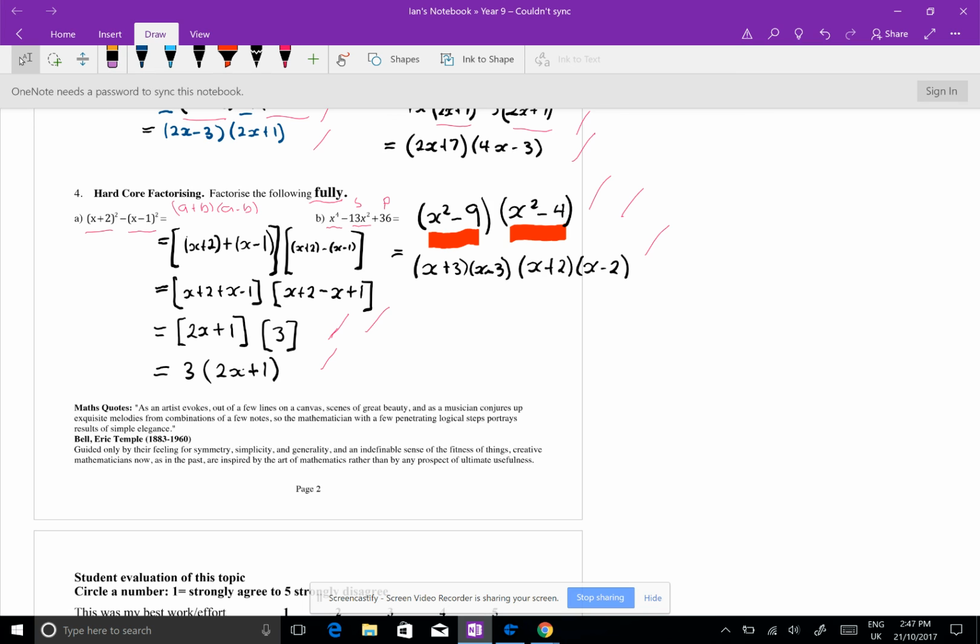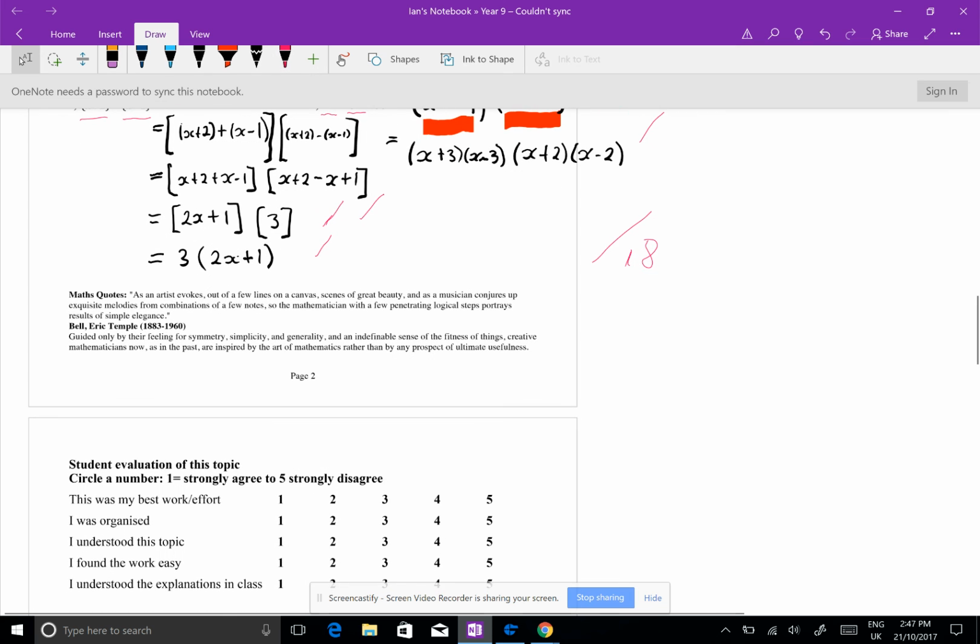So that gave you a total of 18 for this page, plus the first page gave you a total out of 26.